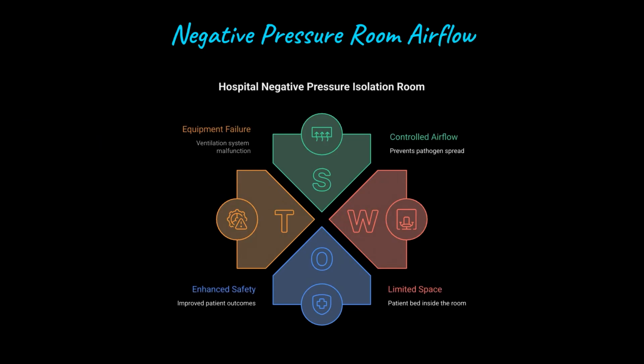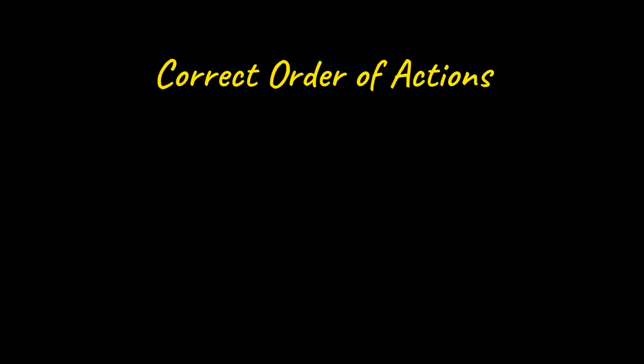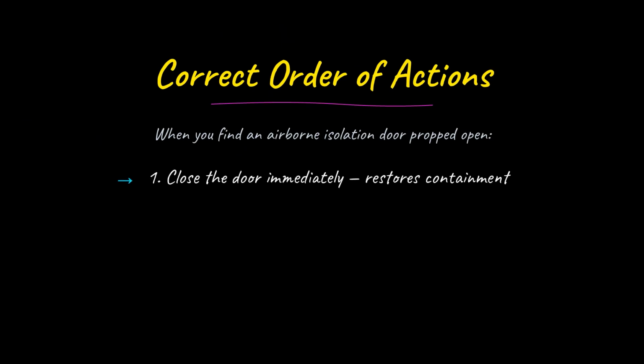The room is held at slightly lower pressure than the surrounding corridor, sometimes just a few pascals, so air flows inward and is exhausted through a filtered vent. This inward flow prevents airborne pathogens from escaping into the hallway. The moment a door is propped open, 3 things happen in seconds. The pressure equalizes, air moves freely in both directions, and any airborne organism in the room can drift into the corridor. The first action is always to close the door.